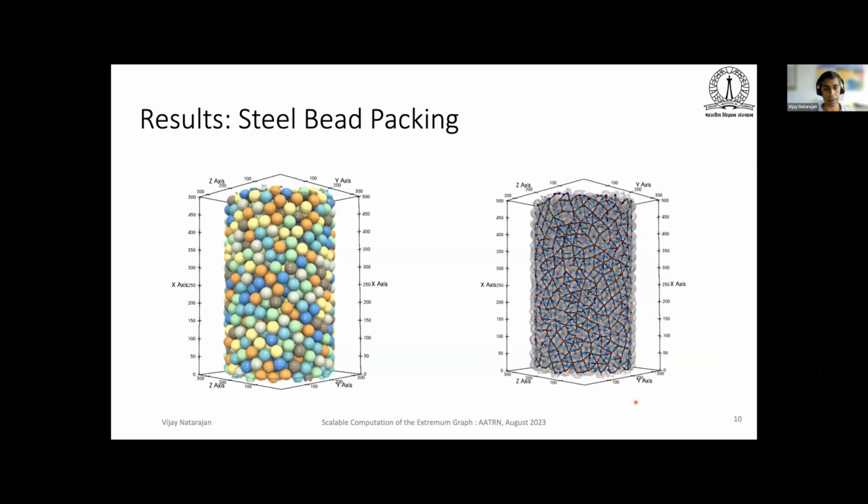Now, we present different results to demonstrate the practical utility of this pipeline, beginning with a calibration study on steel beads, which are just color-coded here to look like candy. But each of these is a steel bead of more or less uniformly the same radius. And the beads on the top are chopped off because of the way the data is, a slice of the data is considered here. And on the right, what you see is the connectivity network.